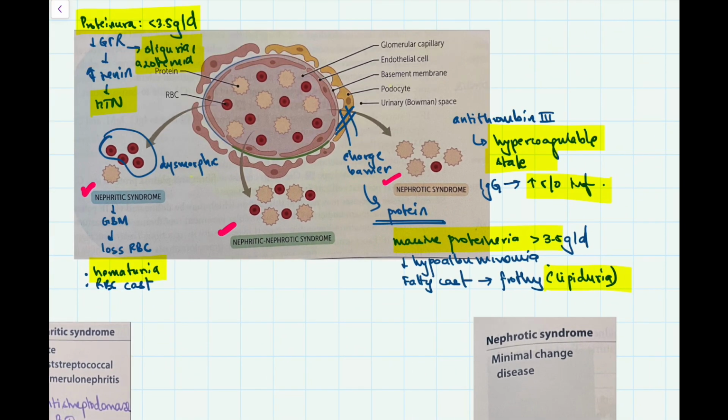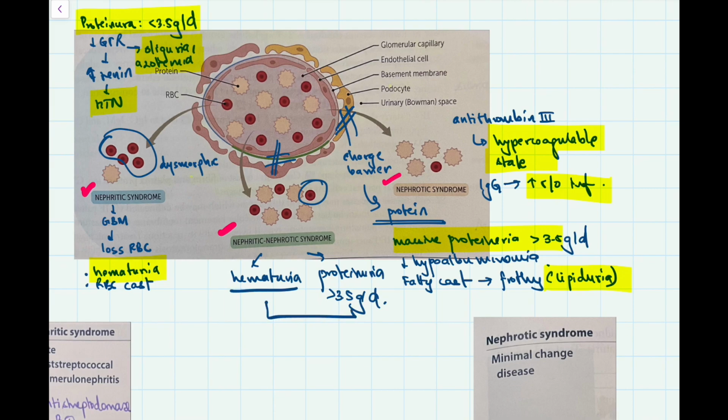Talking about the nephritic-nephrotic syndrome, here there is severe damage to the glomerular basement membrane, right? So this is the basement membrane and here it is damaged. So what happens as a result? The RBCs are present in the urine. Also, there is impairment of the charge barrier. So here there will be hematuria as in nephritic syndrome, as well as proteinuria as seen in nephrotic syndrome, right? Here the proteinuria is more than 3.5 grams per day along with hematuria, hence it is called a nephritic-nephrotic syndrome.